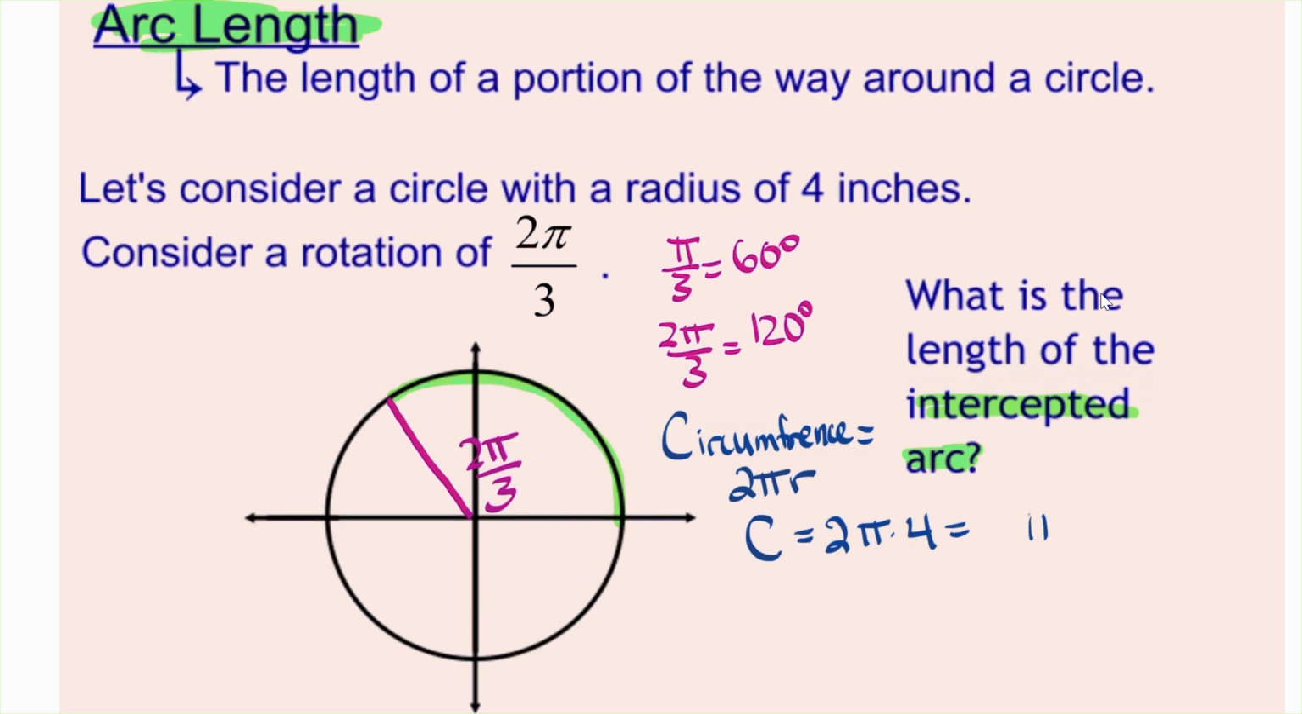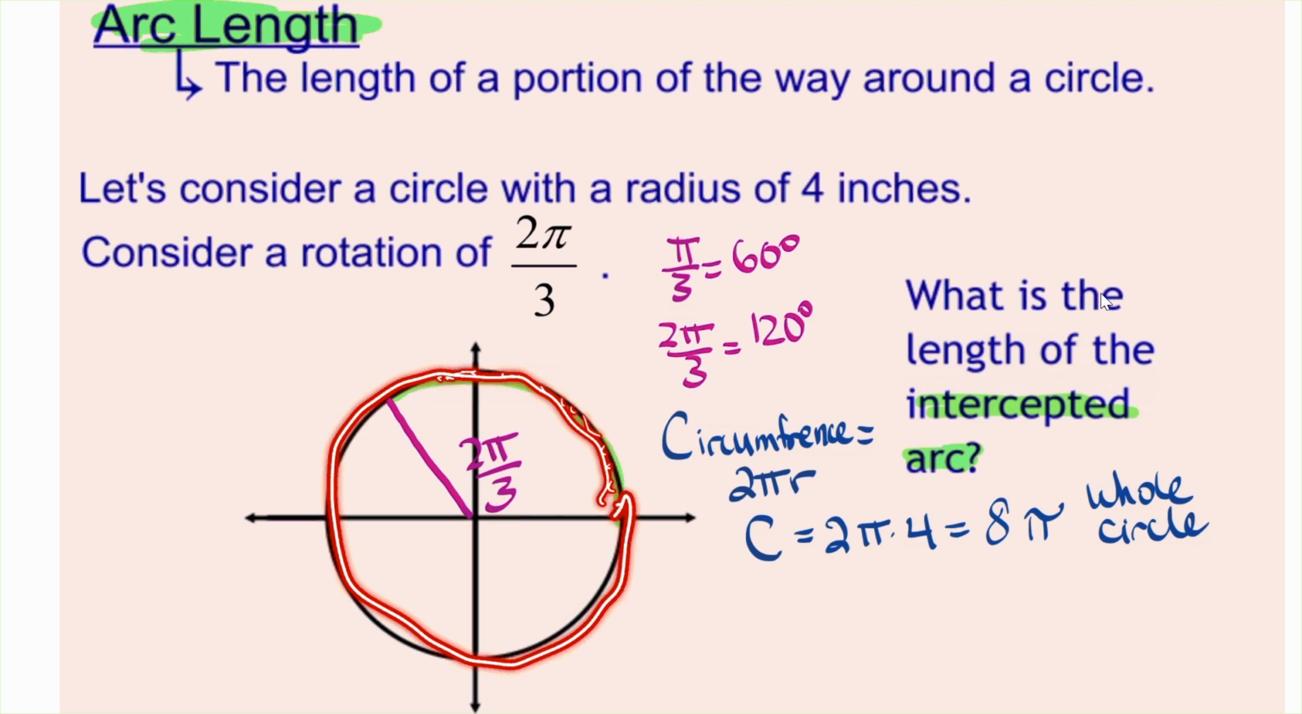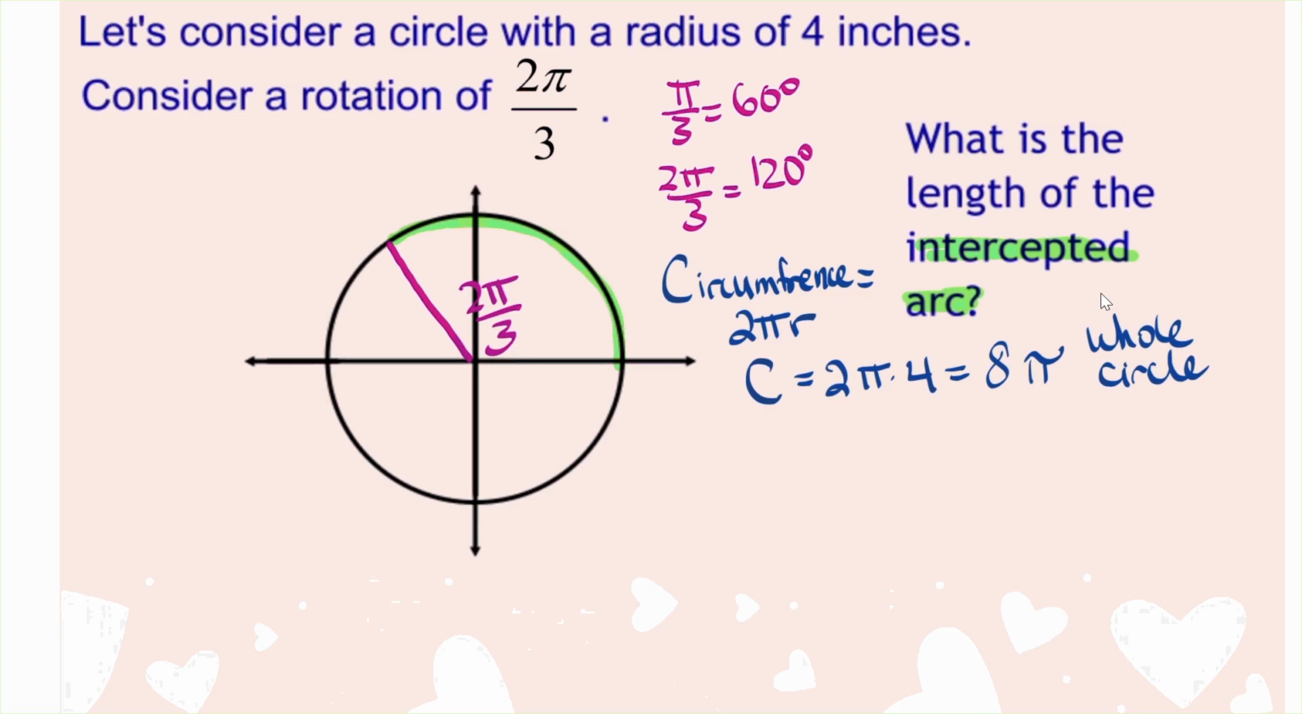So it's a little over 24 units going all the way around, because pi is a little over 3. So this is the whole circle. But you are only doing a portion of that circle. You're walking a fraction of the way around, but not the whole way. If I went the whole way around, it would be 8 pi. So we have to figure out what fraction of the way we are going around.